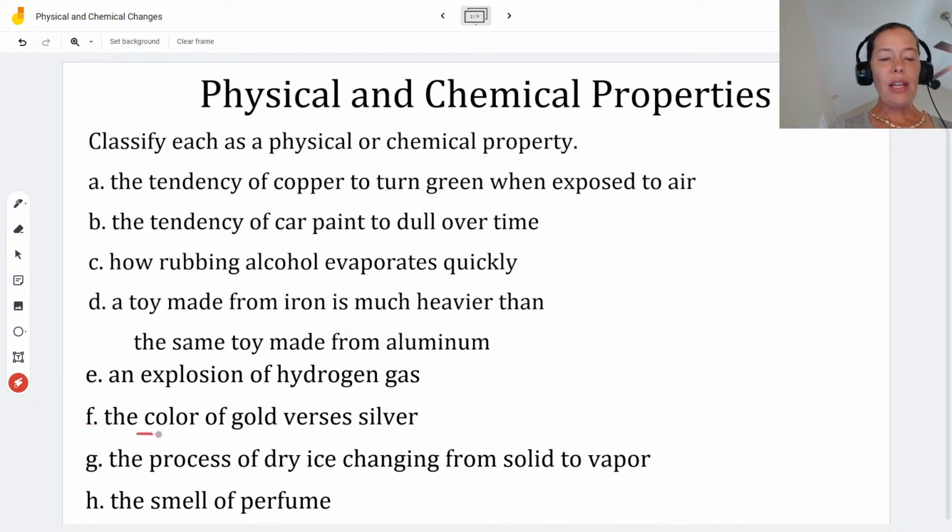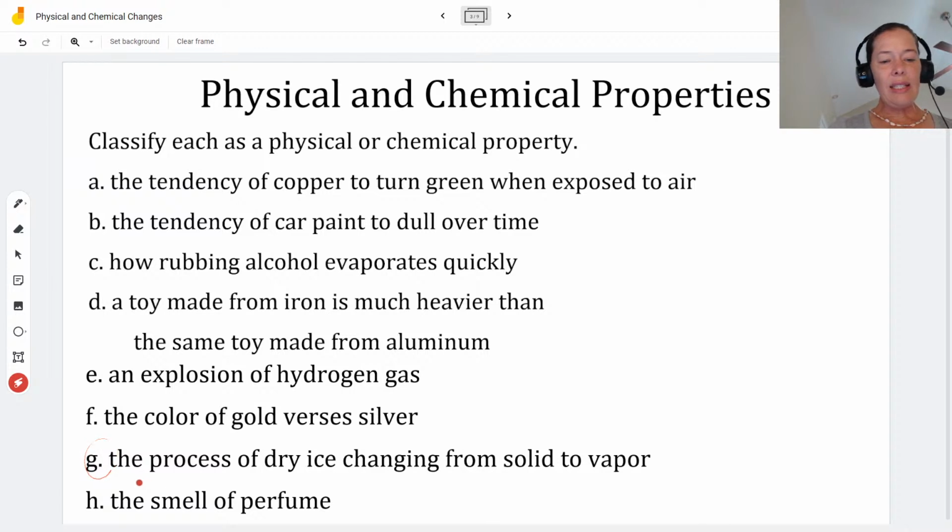F, the color of gold versus silver. Of course, gold is a different color than silver. Most metals actually look more like silver. So is color going to be a physical or a chemical property? Well, the color is usually just based on the atomic structure, especially with gold. That's why it's that color. This is not going to change the substance or have anything to do with chemical bonding. So color is going to be a physical property.